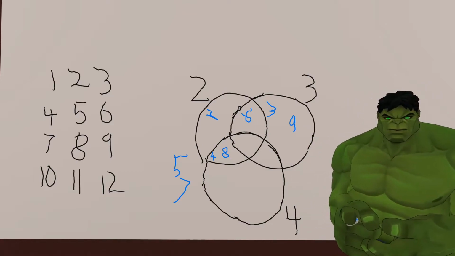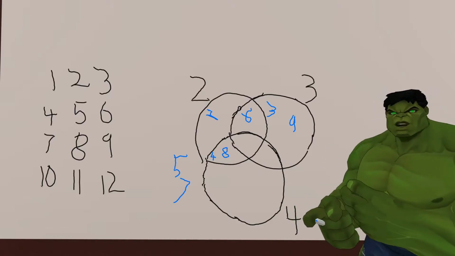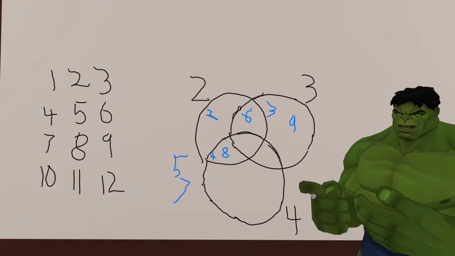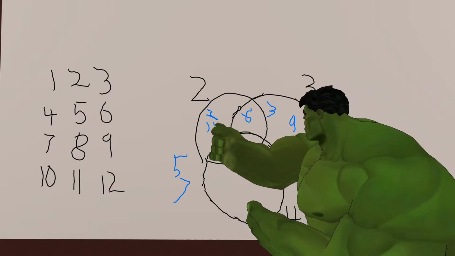What about 10? Well, 10 is also an even number, but 4 and 3 don't fit into it, so we're just going to put it in the 2 circle. So 10 goes over here.